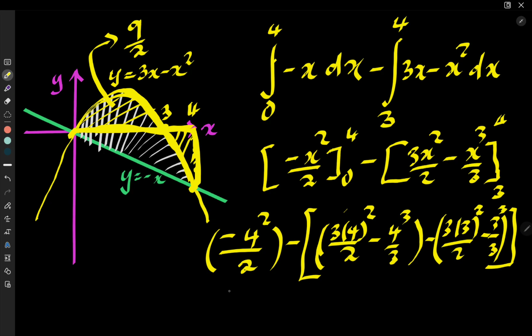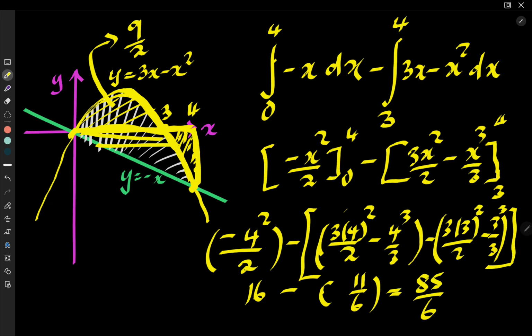The first part gives us negative 16, then minus, in a bracket, negative 11 over 6 for the yellow part. One thing you want to do is not simplify it like this, because this negative just means that the area is underneath the x-axis, on the negative side of the y-axis. So you don't need that to solve it. You just remove the negative and use 16 minus 11 over 6. That gives you 85 over 6. Once you get 85 over 6, that is the area of this whole part here.